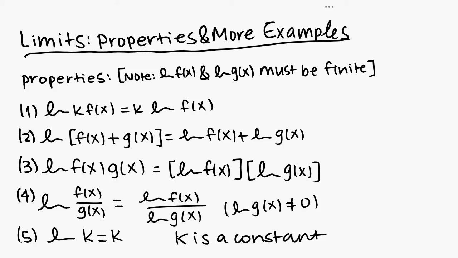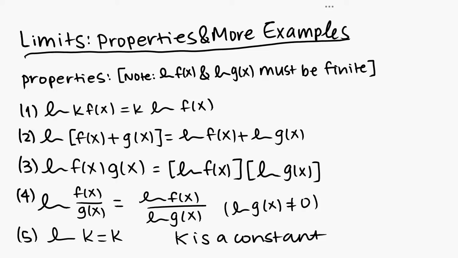So number one, I have the limit of a constant times a function is the same as the constant times the limit of the function. Number two, I have the limit of the sum of two functions is equal to the limit of the first function plus the limit of the second function. Number three, I have the limit of one function times another function is equal to the limit of the first function times the limit of the second function.